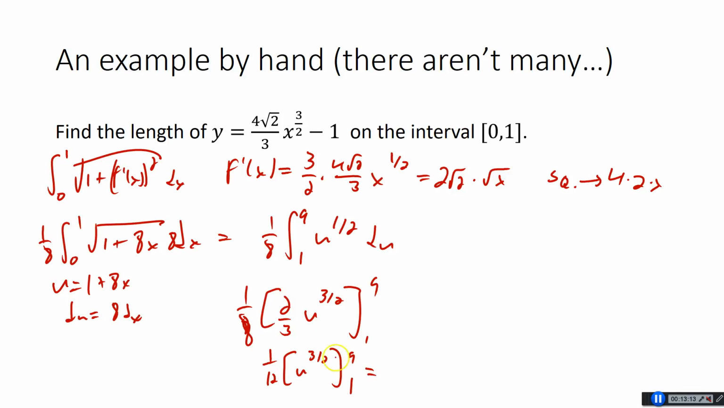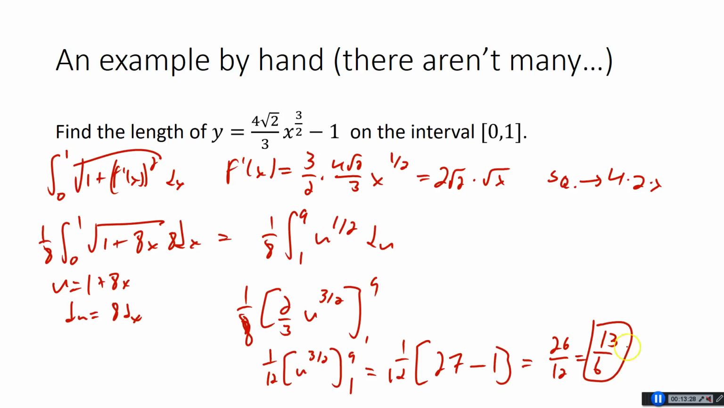Okay, so plug in 9 there. Square root of 9 is 3, cubed is 27. So I have 1/12 times 27 minus 1. 26/12. Or reduce that, 13/6. And there's your curve length.